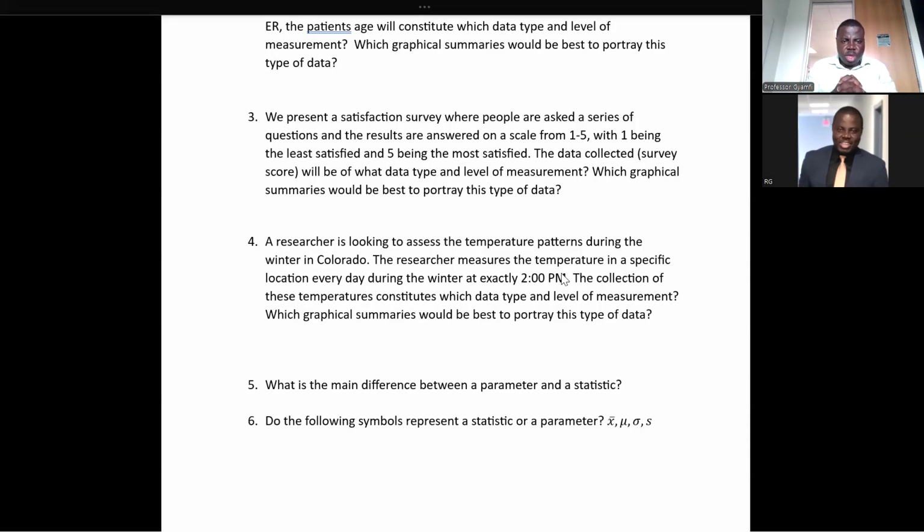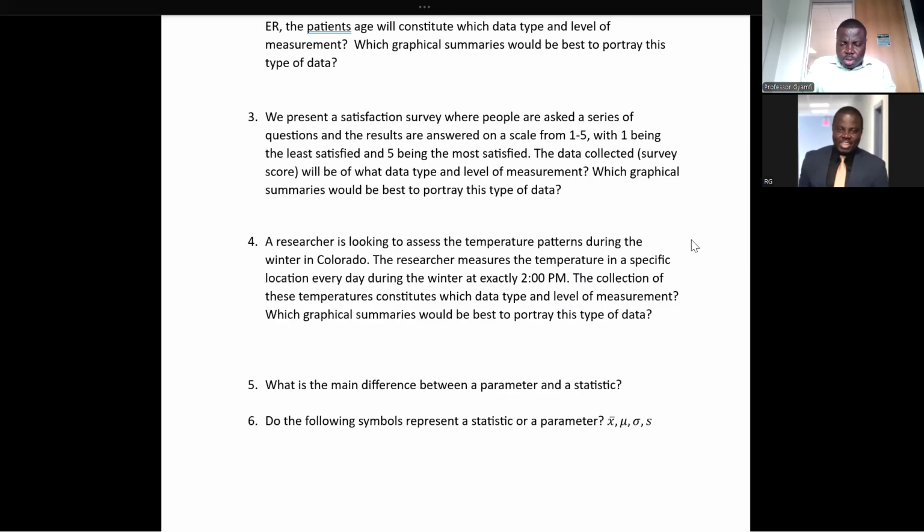Hello, everyone. So I want to touch on a few of the questions in the midterm study guide, especially the calculation ones. But in this one, I'm going to touch on the histogram questions.